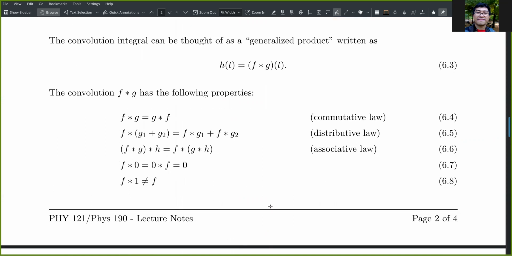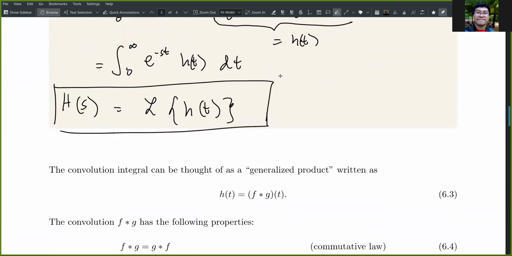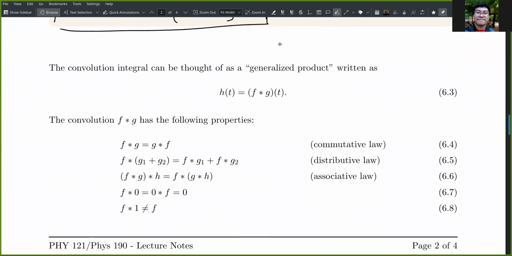There are properties. If we call h(t) the product of f asterisk g, where f and g are functions, the formula would be this. There are properties: it follows the commutativity law, distributive law, associative law. If you convolve with a function that's equal to 0 for all t, we get 0. But if there's a function that gives 1 for all values of t, f times 1 is not necessarily equal to f.